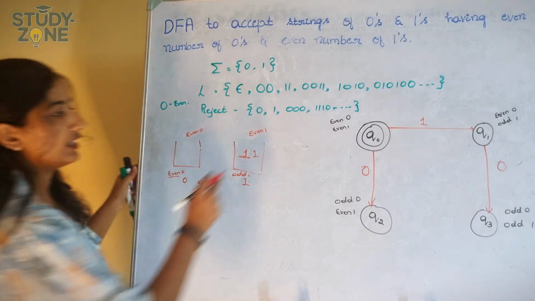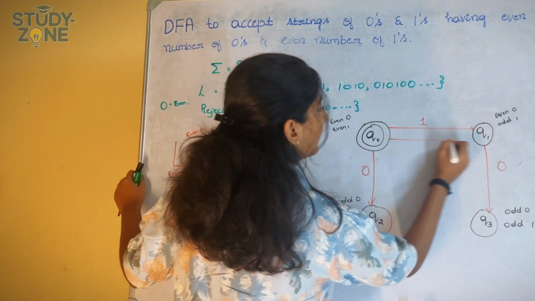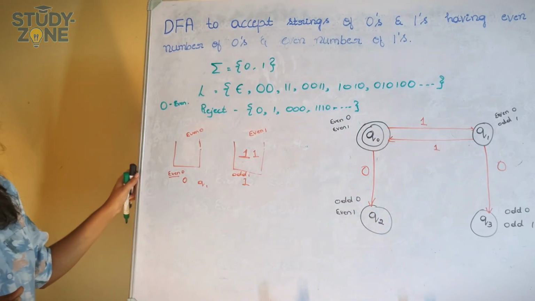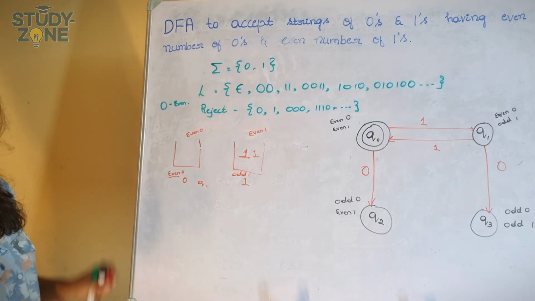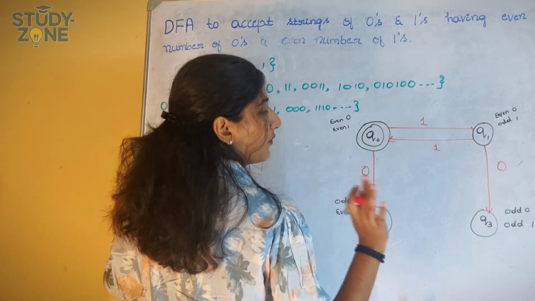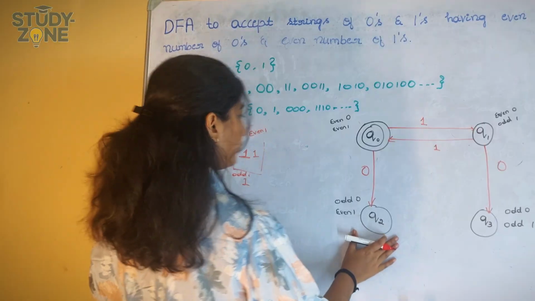Q1 on E10, E1 1. It is moving to Q0 state. Is it clear? So you have to check it like this. Okay, so Q1 state is done. Now, let's take it for Q2 state.